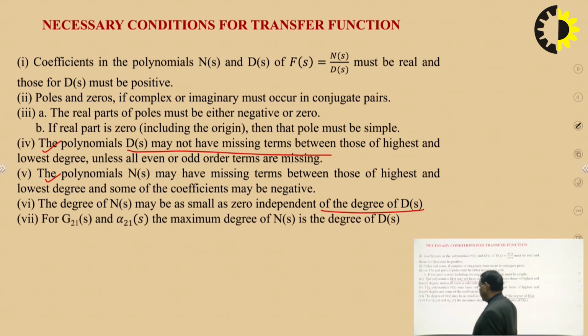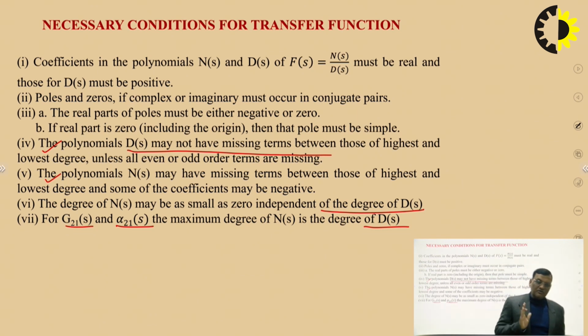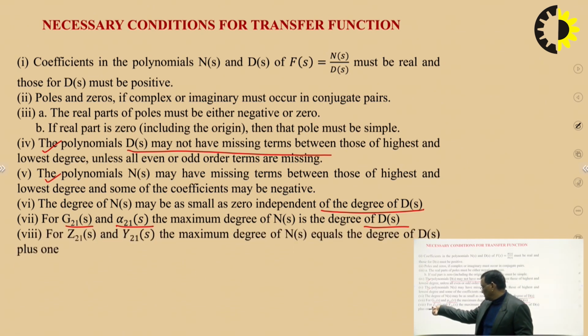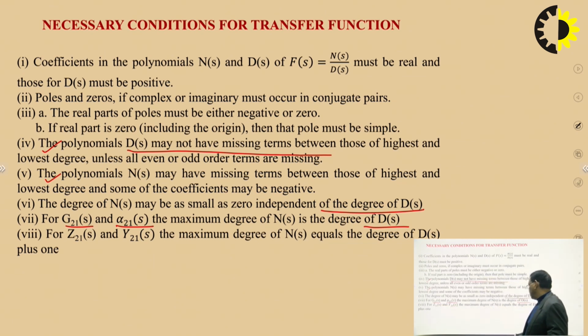So for G21S, this is the voltage transfer ratio, and this is the current transfer ratio. The maximum degree of ns is the degree of ds. So the degree of ns and ds must be the same in case of G21S. G21S is the voltage transfer ratio and alpha 21S is the current transfer ratio. And for Z21S and Y21S, the maximum degree of ns equals the degree of ds plus 1.